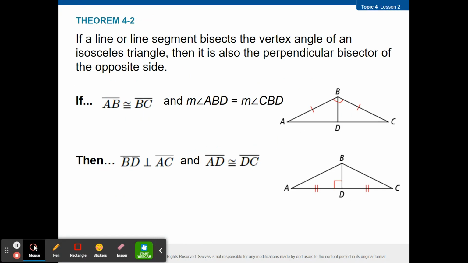All right, so here's the next one you're going to want to write down. You can add it to page 81 or 82, wherever you start writing that stuff, okay? But this is theorem 4.2. If a line or line segment bisects the vertex angle of an isosceles triangle, then it is also the perpendicular bisector of the opposite side. So what they're saying here is if you have this isosceles triangle and the measure of ABD equals the measure of CBD, then BD and AC end up being perpendicular, and then AD and DC end up being congruent. Okay.